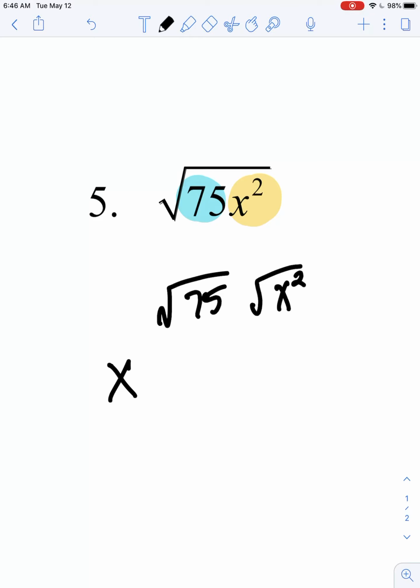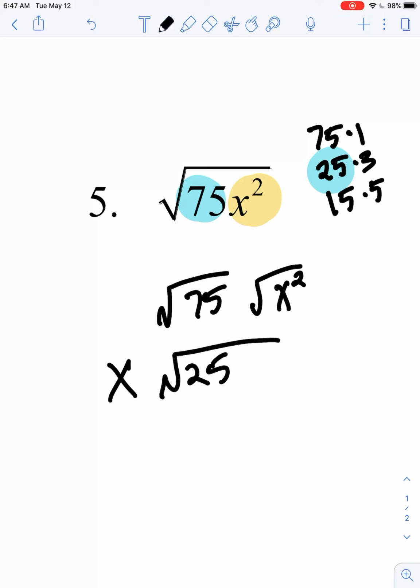And then we have to figure out how to simplify the square root of 75. What's the biggest perfect square that's in 75? After you list the possibilities, you have 75 times 1. 2 does not go in there. You have 25 times 3, and we also have 15 times 5. Your best option here, and your only perfect square that I came up with, is 25. So let's write the square root of 25 times 5 here.